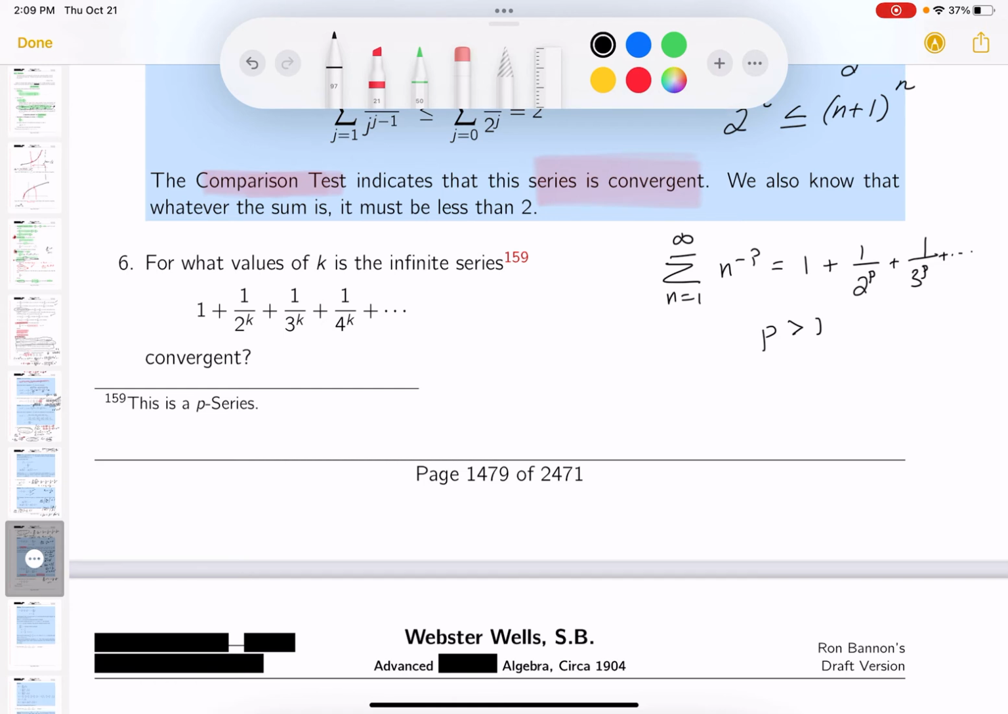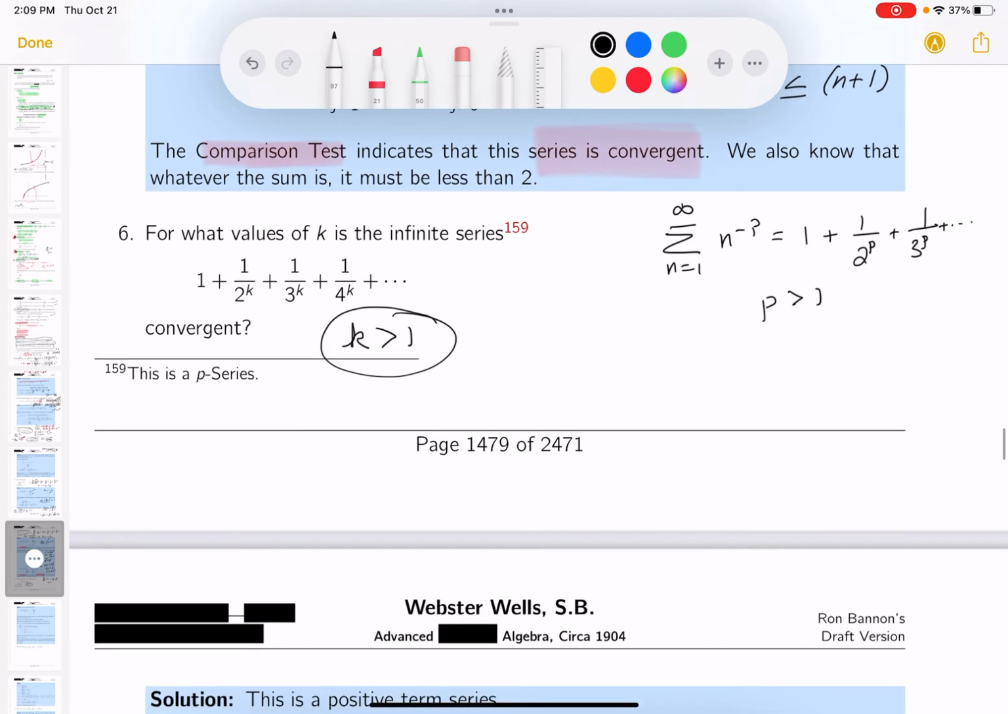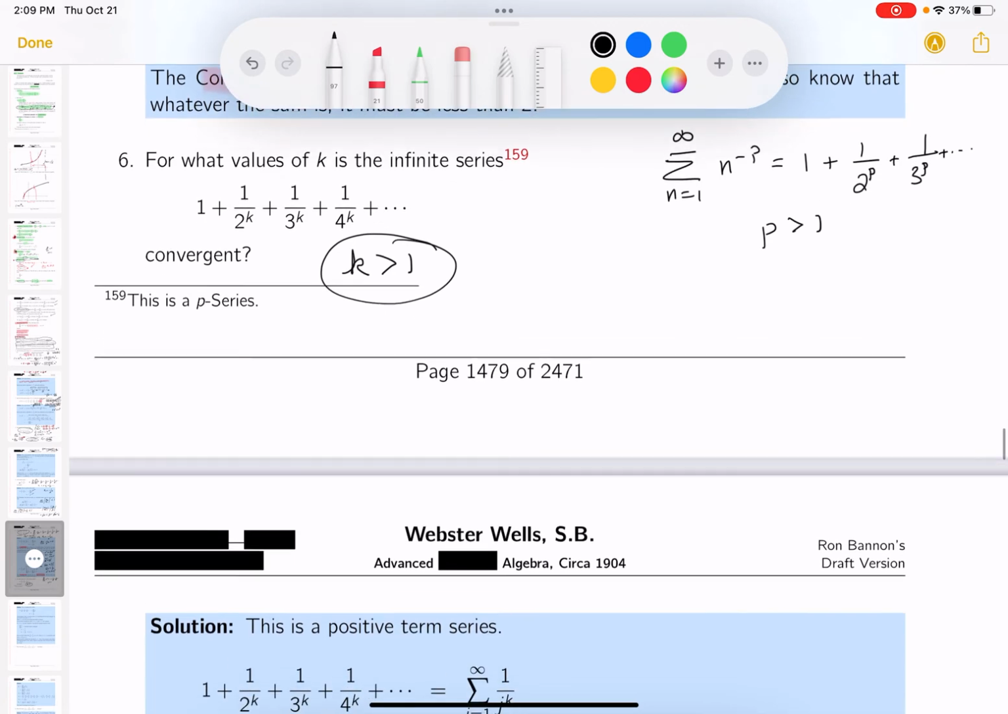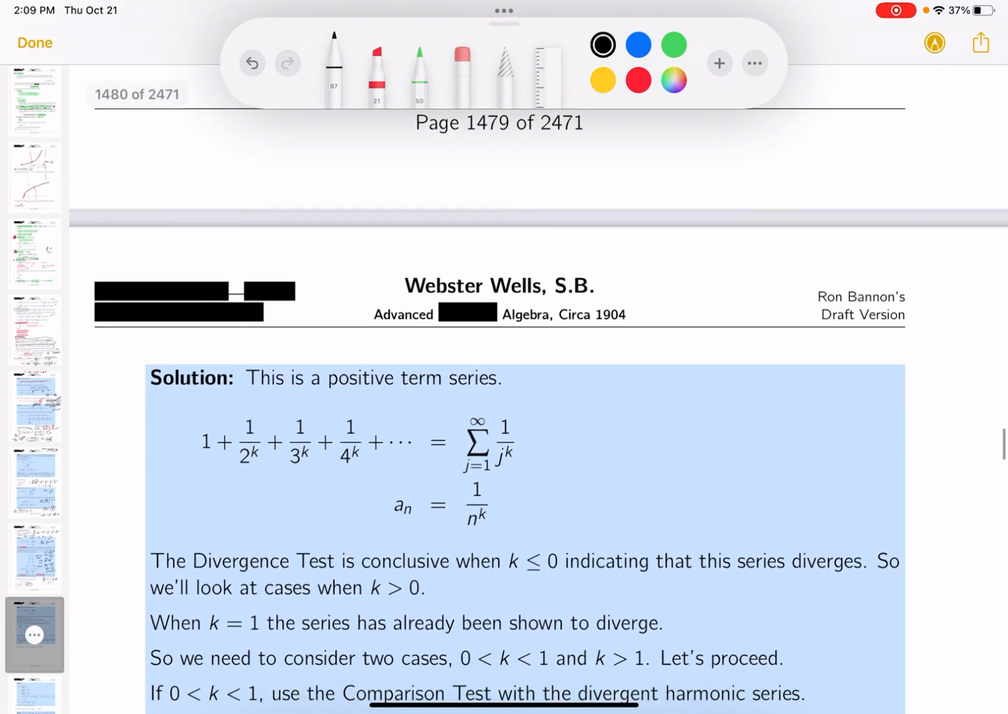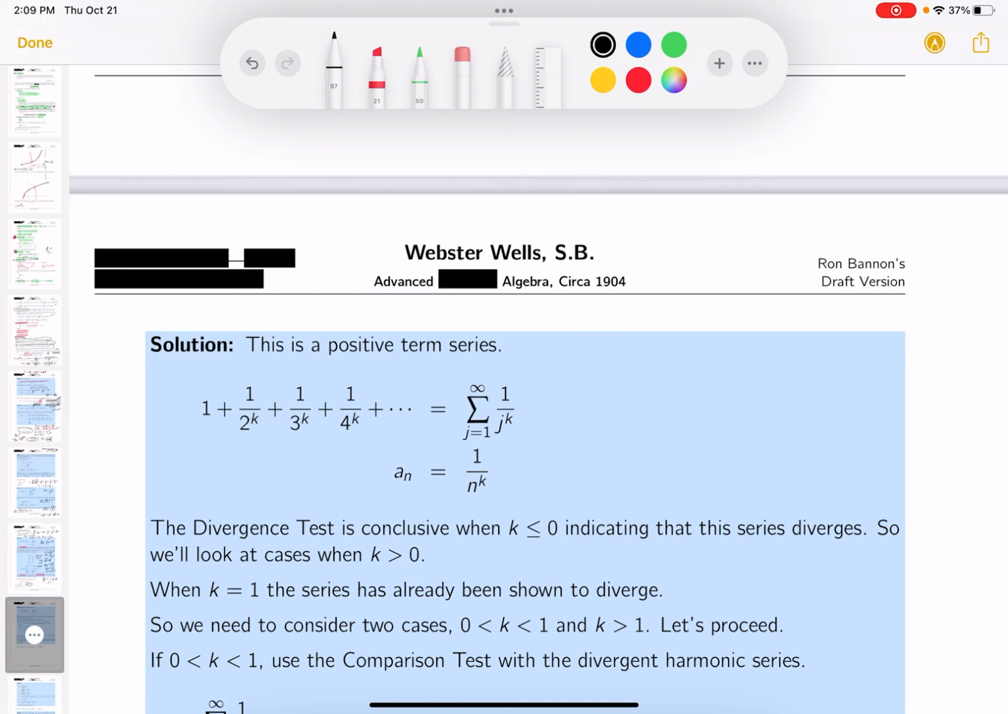So what do I know? I know that this is going to converge for k greater than 1. All right? So I know that. How do I know that? Well, I'm looking at the p-series. Let's take a look at this over here. You know, and I'll read it to you, and we want you to read as well. This is a positive term series. Yep, that's nice to know. You know, test for divergence. Yeah, it might be a dead end for us, but we know about that as well.